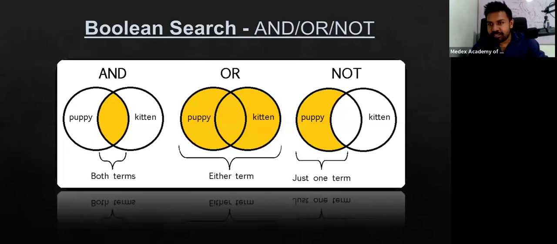So Boolean operators, those are like the sets we look at here. If you connected with and, that means both words should be there in the result. Right? So if you connected with and, both words should be there in the result. That means a puppy term and a kitten term should both be present. Only if both are there does the and work: puppy and kitten.